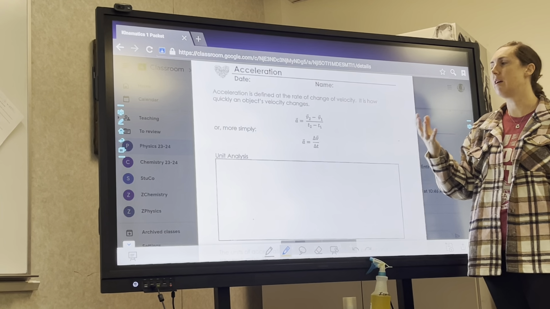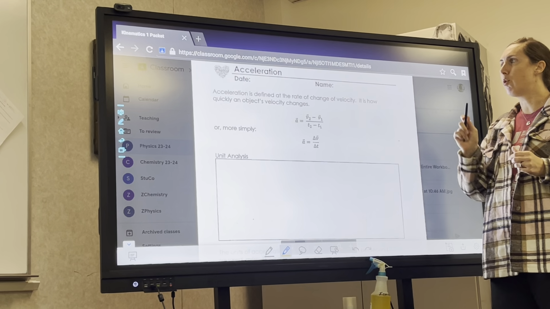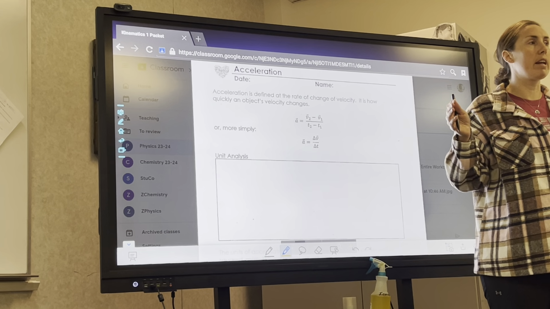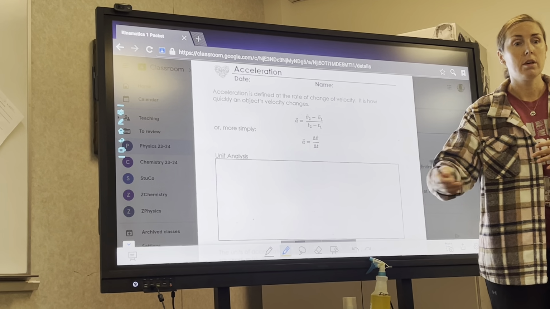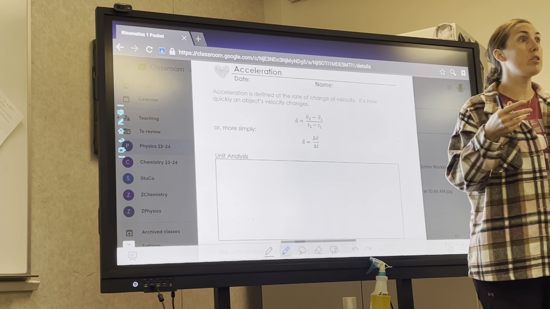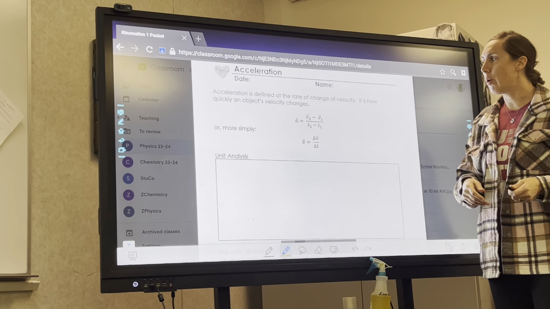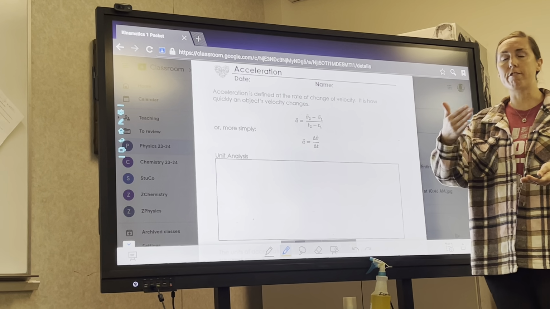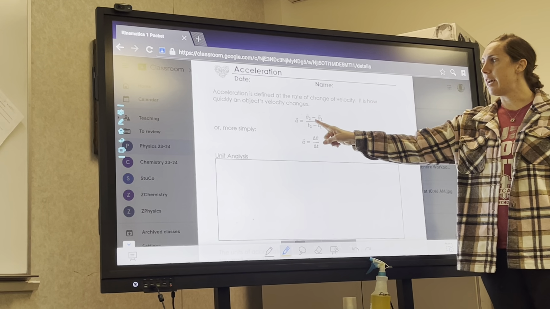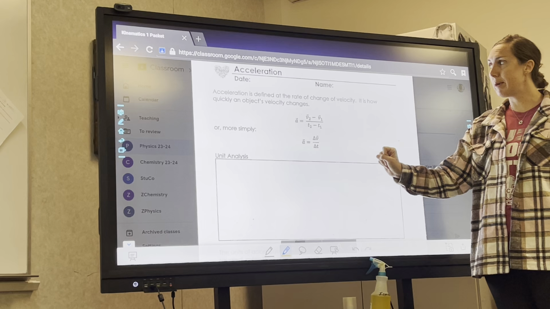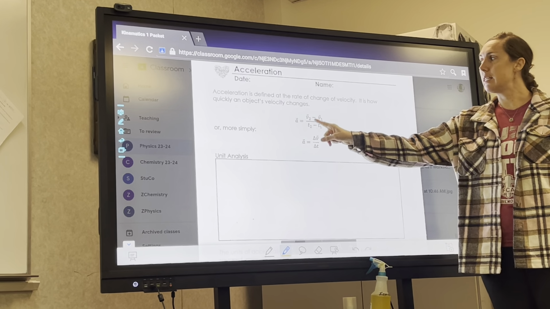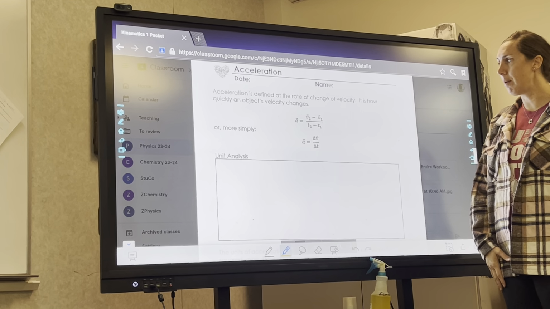What does that even mean? Okay, let's talk about that. In order to figure out if you accelerated, the slang version is, did you speed up? When you slow down, it's called deceleration. So all they're asking you is, did your speed change? In order to find out if your speed changed, you have to have a first speed and a second speed to compare it to. So all that means is you take your second velocity or speed minus your first velocity or speed. You divide that by your second time minus your first time, okay?